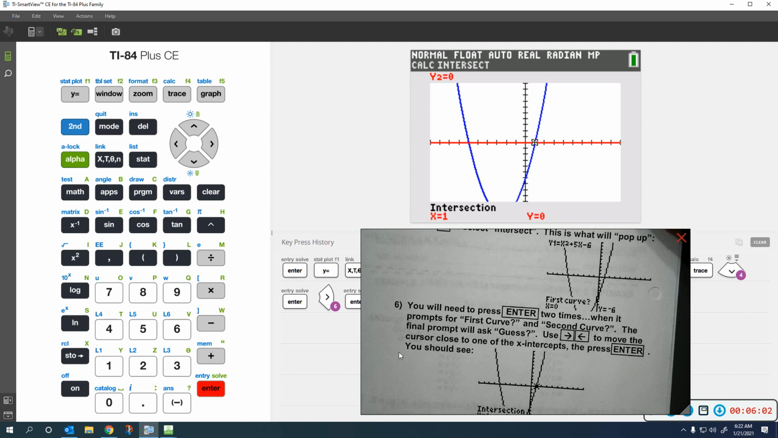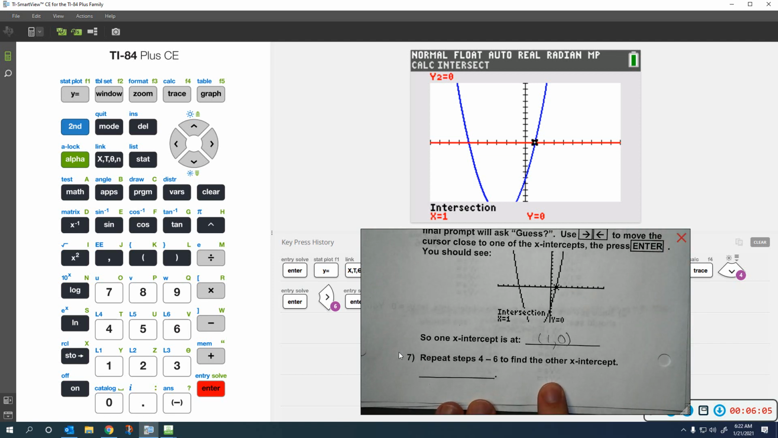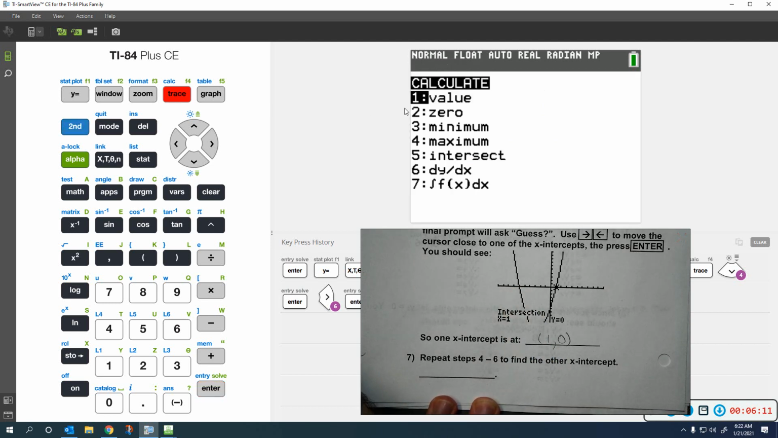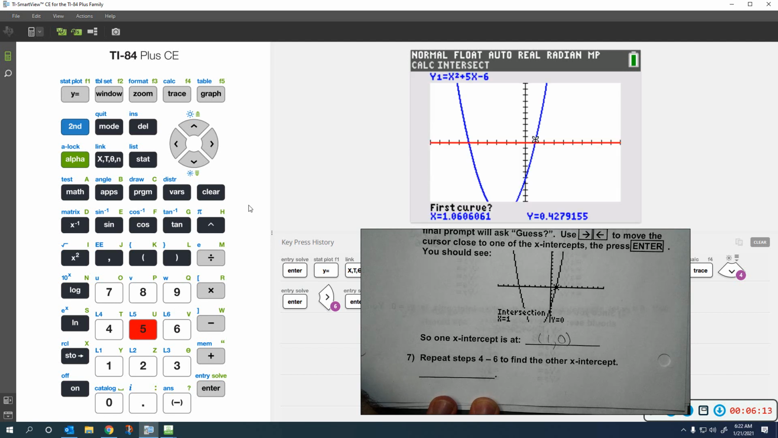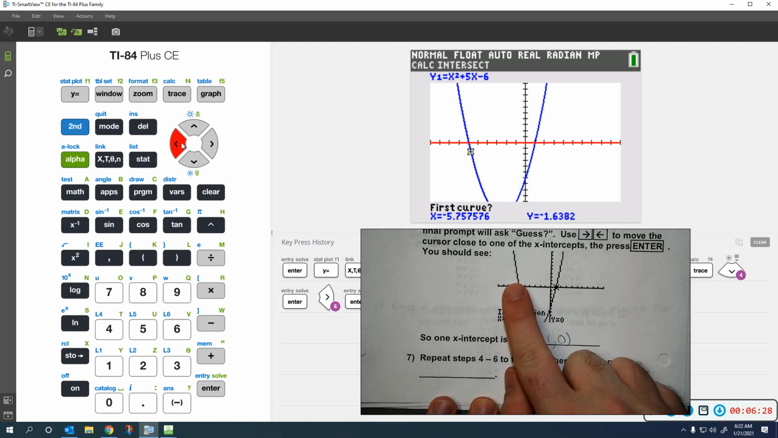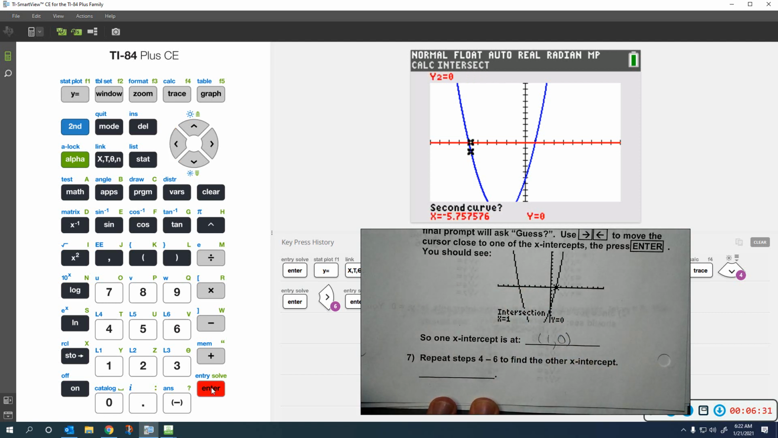Now you're going to do the same thing. Go through your second trace menu, and we're going to find the intersection over here. So second trace, go down to intersect, and then we're going to move the arrow all the way to the left. Keep going. I still don't see it. There it is. Now we're getting close. And it doesn't have to be exact, it just needs to be really close to this second intersection, okay? When you're really close, push enter. It'll ask you second curve, push enter, and then when it says yes, push enter one more time. And we got another intersection at -6, 0.